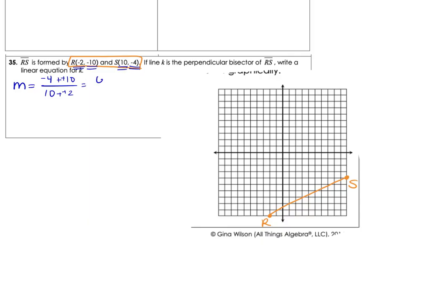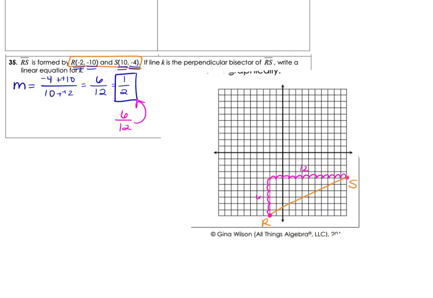-4 plus 10 is 6. 10 plus 2 is 12. So your slope, when you reduce that, is 1/2. Here's the other way you could have done it. To get from point R to point S, we had to go 1, 2, 3, 4, 5, 6 up, and 12 over. That's your slope. 6 over 12, which is 1/2. So either way, you've got your slope.